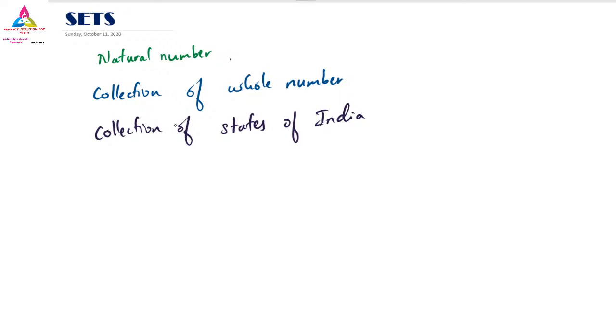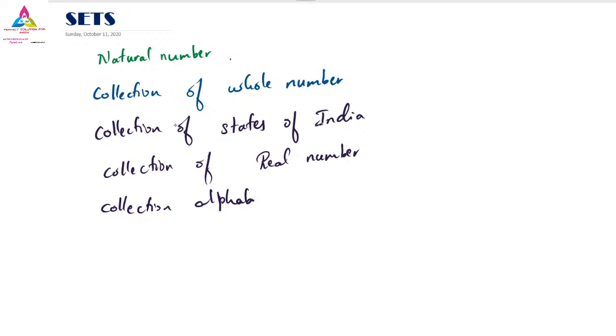You can also take the real numbers, the collection of real numbers. And these are all examples of what? Sets. So one more important thing: all these are collections of objects, or collections of numbers, or collections of alphabets. You can take alphabets. All these we are going to call a set.